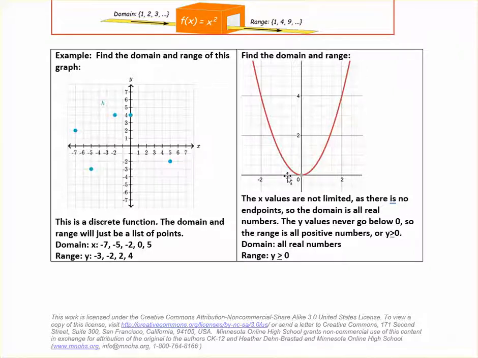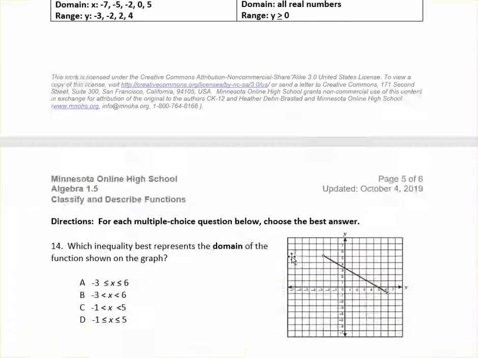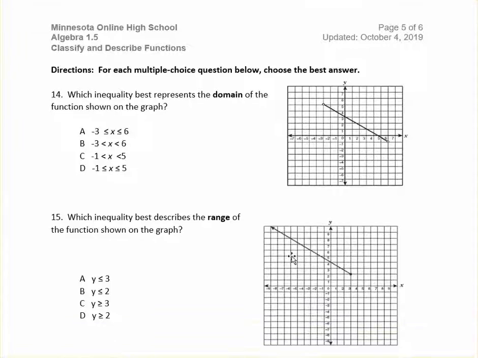And in this one, this is a continuous function. There's no limit to what the x values can or can't be. It can be anything. So for the domain, you would write all real numbers. However, the y values, you can see they're only going to be positive. They're always 0 or greater than 0 on both sides of this. So for the range, you would write y is greater than or equal to 0. That's for a continuous function.